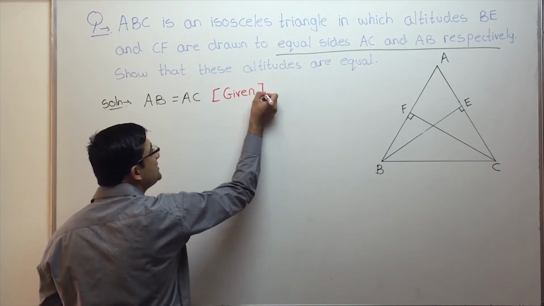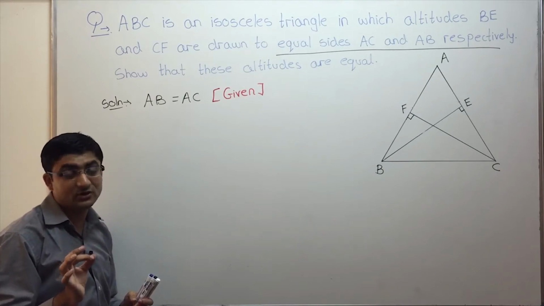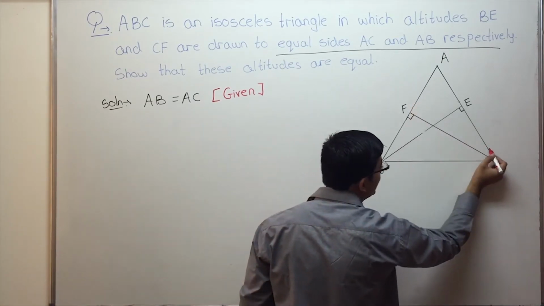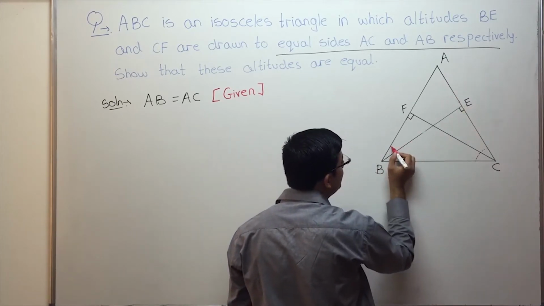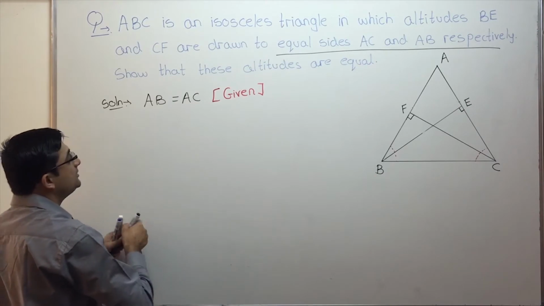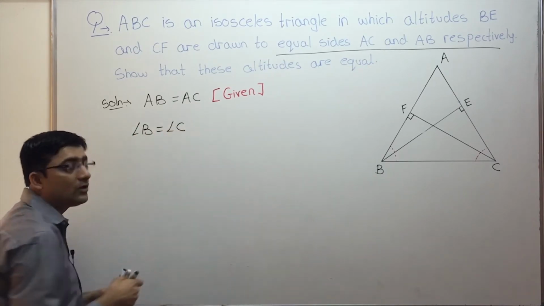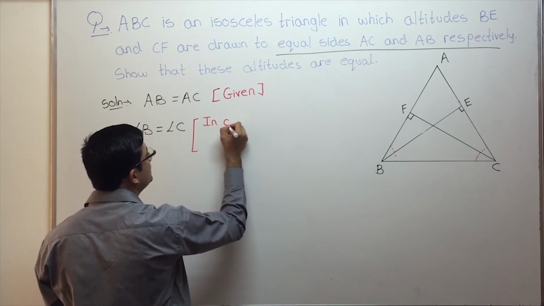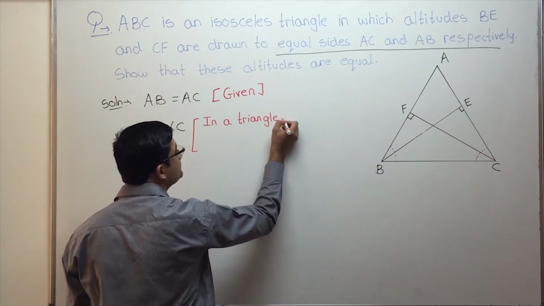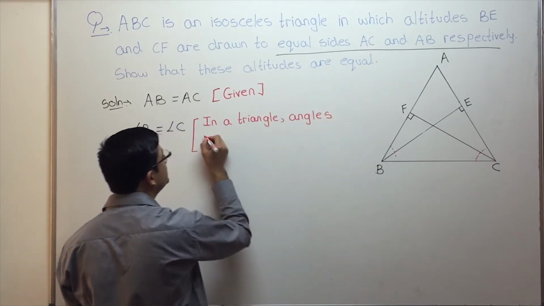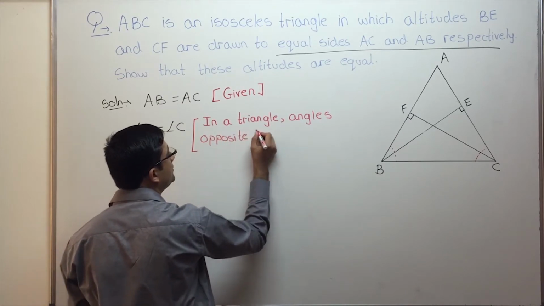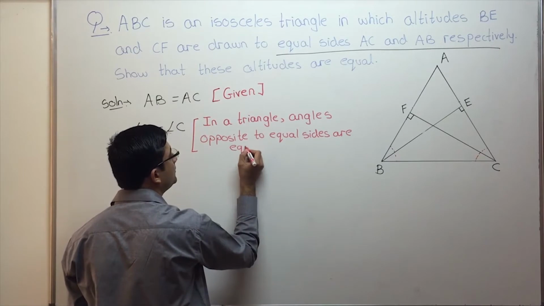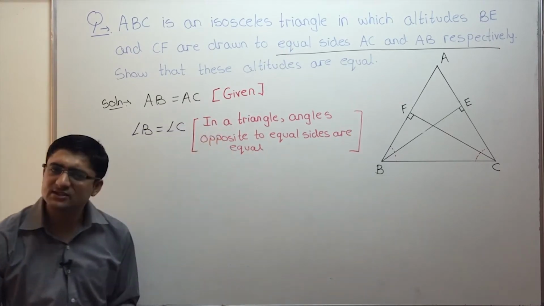Now the moment you see equal sides in a triangle, what do we conclude? Angles opposite to these equal sides are also equal. I repeat, the moment you see equal sides in a triangle, mark the angles opposite to them as equal. So what is the angle opposite to side AB? Angle C. This angle over here. What is the angle opposite to AC? B. So angle B is equal to angle C. Immediately write it. What is the reason? In a triangle, angles opposite to equal sides are equal. So mention it. So remember, in a triangle, the moment you see equal sides, mark the opposite angles as equal.